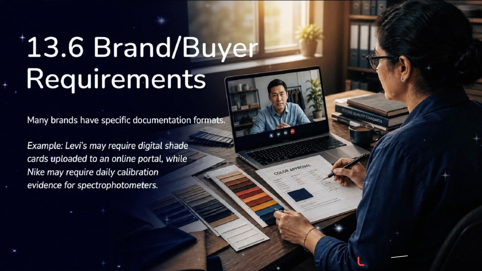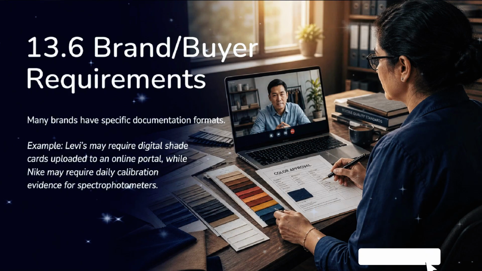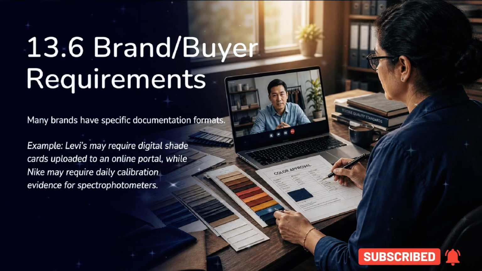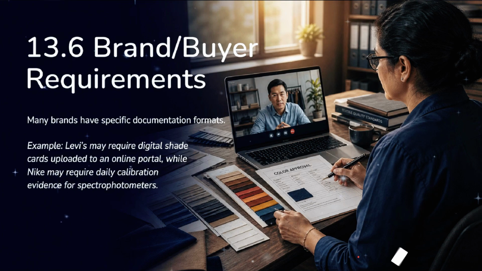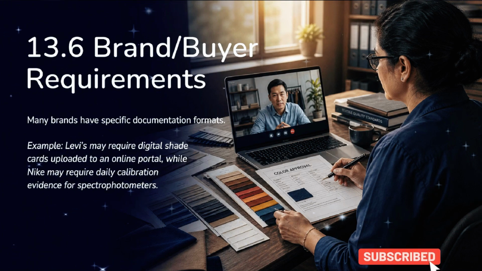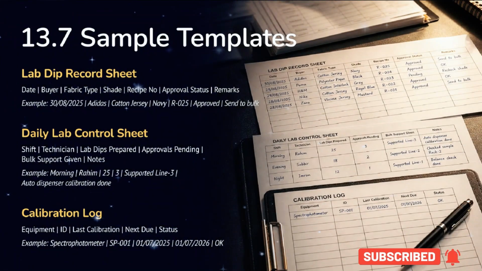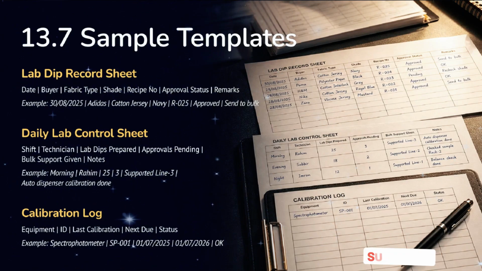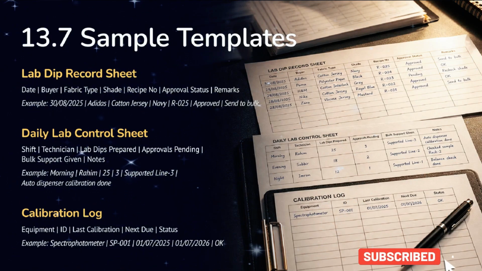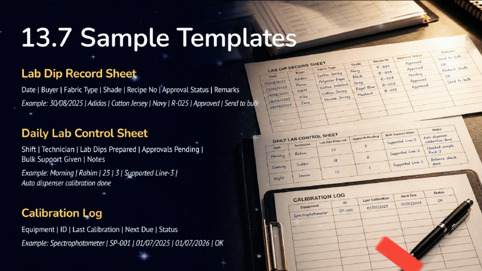In addition to international standards, brands often have their own specific documentation requirements. Some may require digital shade cards via online portals, while others may ask for daily calibration evidence for your spectrophotometers. Using templates helps maintain consistency. Common examples include the lab dip record sheet, the daily lab control sheet, and the calibration log. These templates capture the essential data points needed for day-to-day operations.